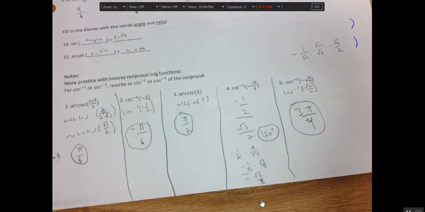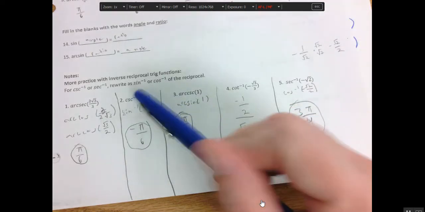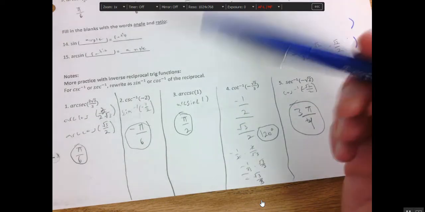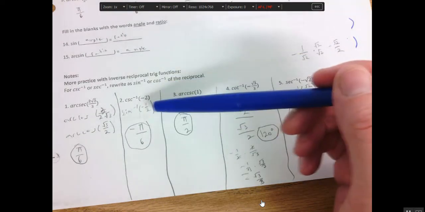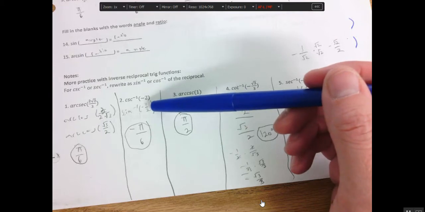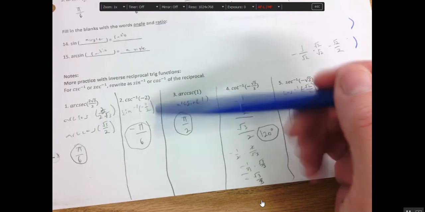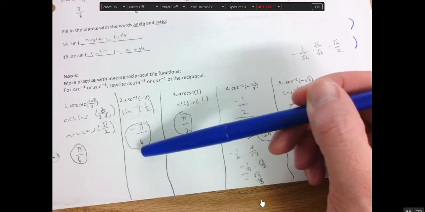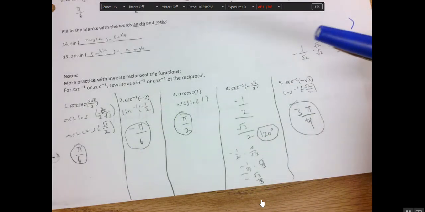Let's look at problem 2. In problem 2, he changed inverse cosecant to inverse sine and took the reciprocal of negative 2. And then he just had to figure out what angle had a sine of negative 1/2. Remember that you're answering between negative pi over 2 and pi over 2. So that's why you chose negative pi over 6 or negative 30 degrees.